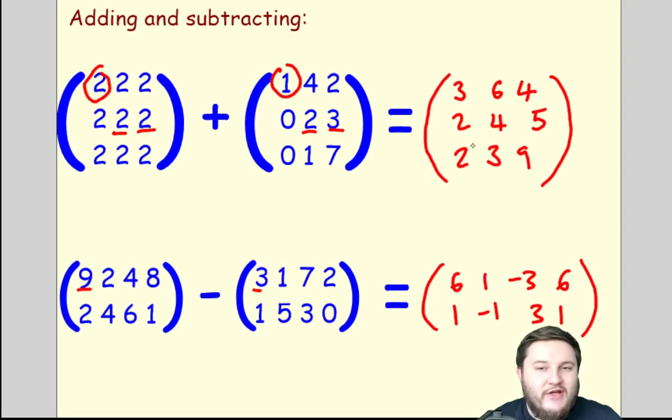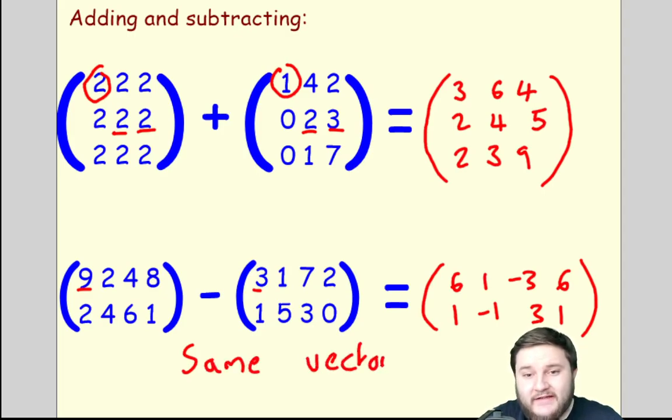Now, I'm using curly brackets. I personally use square brackets, but since the other question has curvy brackets, I'm going to use curvy brackets as well. So that's the really basic operation. Addition and subtraction is basically just the same as if it was a vector. You just add the elements, as we call them, that are in the same position as each other.